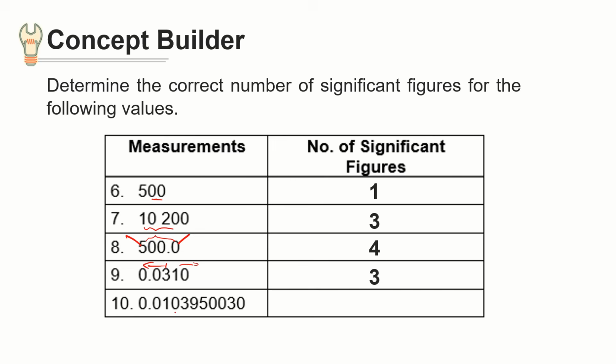And then, for our last item, 0.010. So, there are 2 significant digits. So, itong zeros na to, not significant. Pero ito, this is a significant digit. So, therefore, 2 significant figures ang meron tayo.